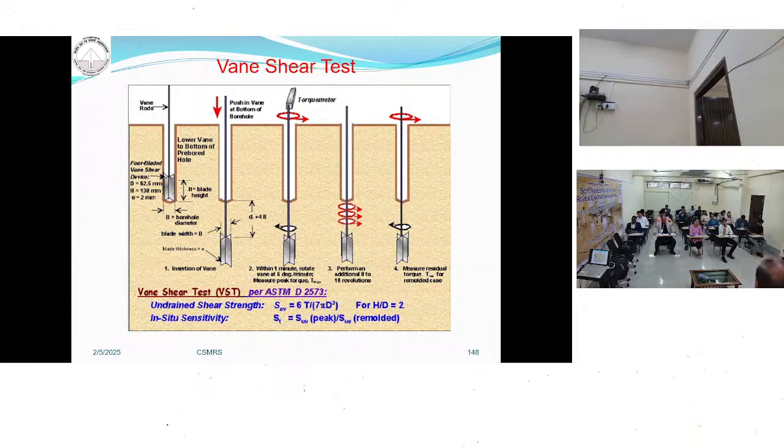There is one more benefit of this instrument: I can calculate the sensitivity of the soil. How will I calculate it? Once I determine the maximum torque, I will rotate it very fast, make 10 to 20 revolutions, and leave it for 15 to 20 minutes. Again I rotate it and see what torque is coming. The initial torque and the maximum torque ratio gives the sensitivity of that soil.